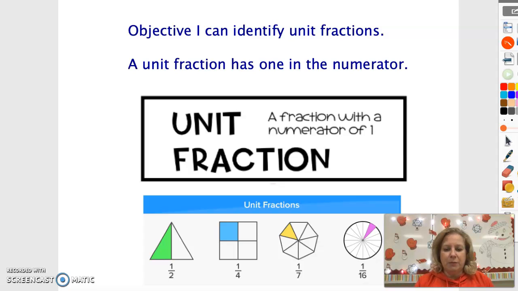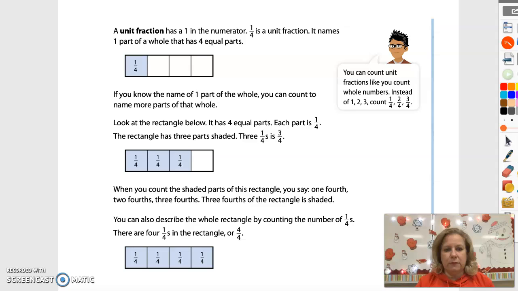So here we have a couple of pictures of unit fractions: 1/2, 1/4, 1/7, and 1/16. A unit fraction has a 1 in the numerator. 1/4 is a unit fraction. It names one part of a whole that has 4 equal parts.